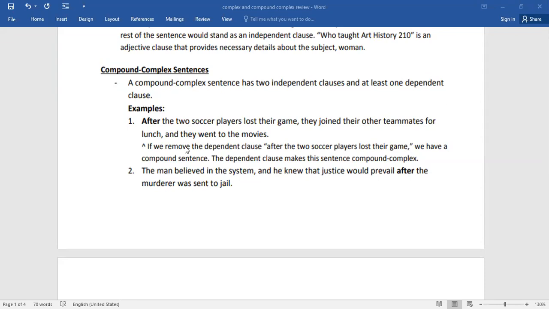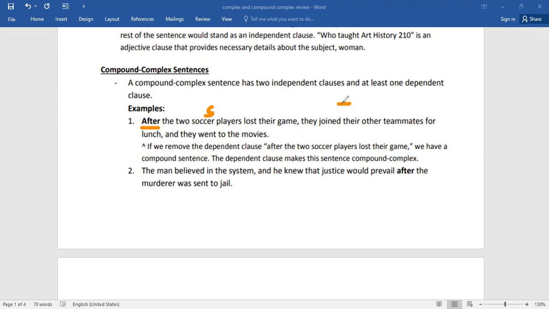All right, let's look here. After the two soccer players lost their game. Already here, let's break down the sentences as we go along. We see the word after, and then we see the comma. So automatically we see here that we have a subordinate clause. They joined their other teams for lunch. So this is one independent clause.